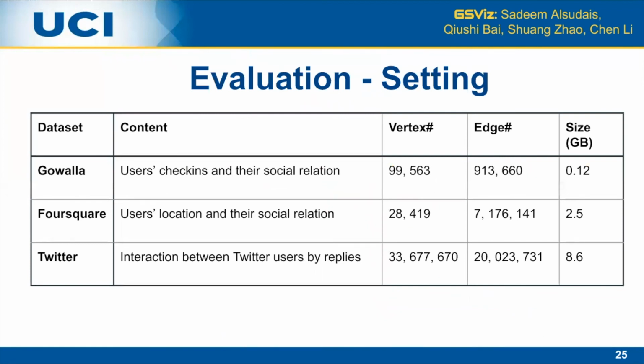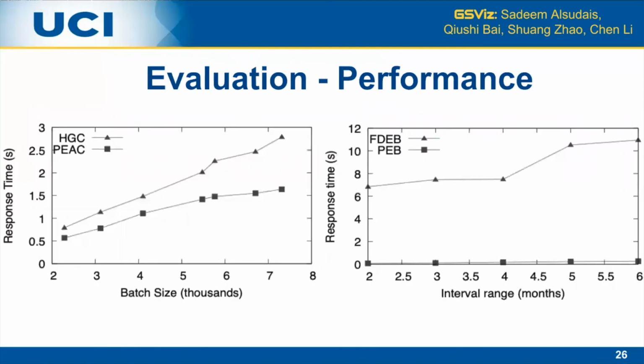I will now show some numbers comparing GSViz techniques to baseline solutions. We use 3 data sets as shown in this table. The left figure shows the vertex clustering performance. The incremental edge-aware approach is much faster, and the pace at which the response delay increases is slower thanks to our modeling of edges compared to individual and independent vertices. The right figure shows the incremental edge bundling performance compared to the non-incremental one. We can see that the incremental bundling is much faster.